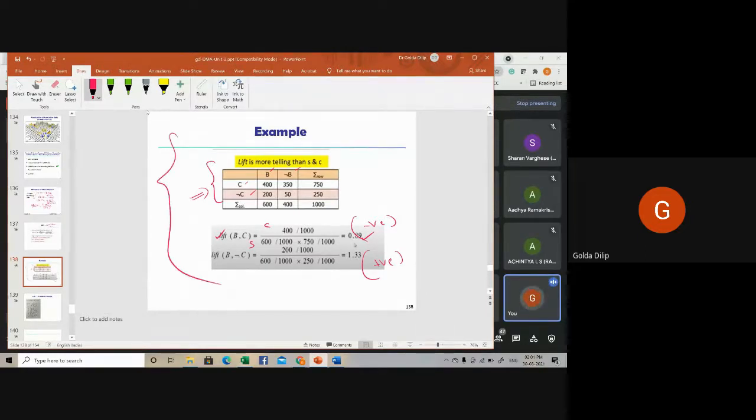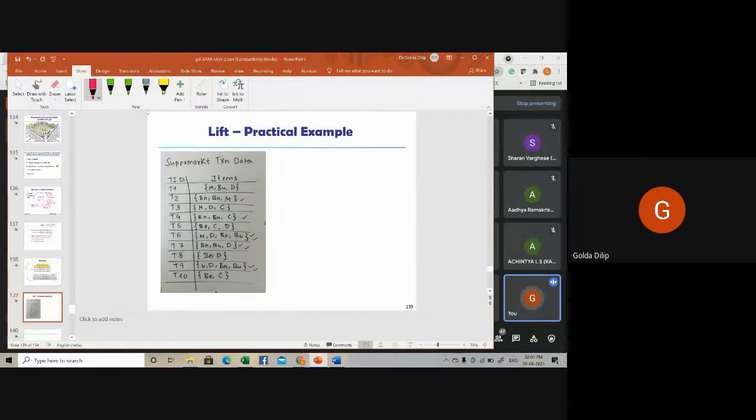Now I will give you an example of a lift computation from supermarket transaction data. I said lift is basically used to identify misleading rules. When you say a strong rule based on your support and confidence, it may not be a good measure. There could be misleading rules, so lift will help us identify misleading rules.